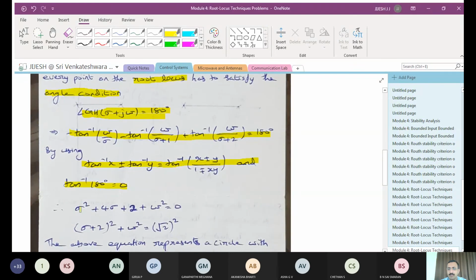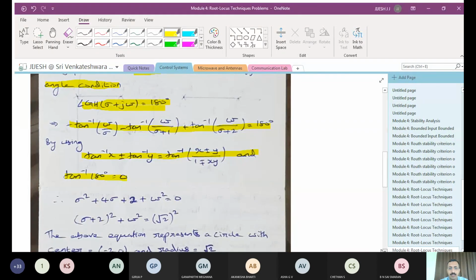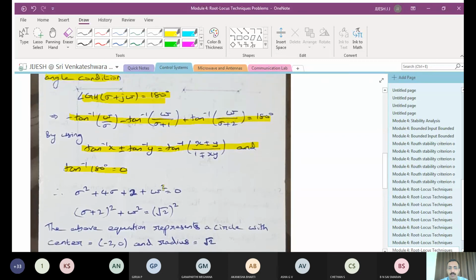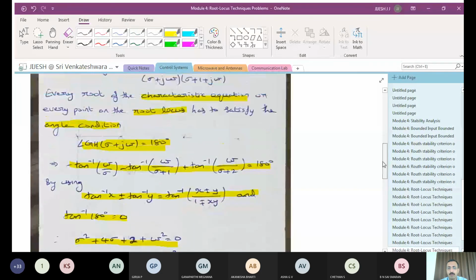So we will be ending up with sigma square plus 4 sigma plus 2 plus omega square equals 0. So we get this in the form of a circle. The above equation represents that the center is at minus 2, 0 and the radius is root 2. So from this you can say that the root locus will be in the form of a circle.